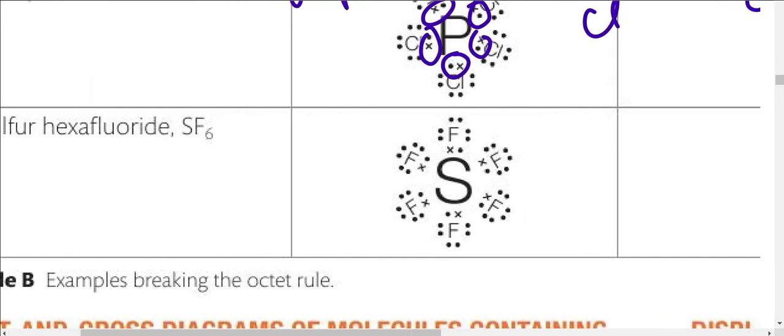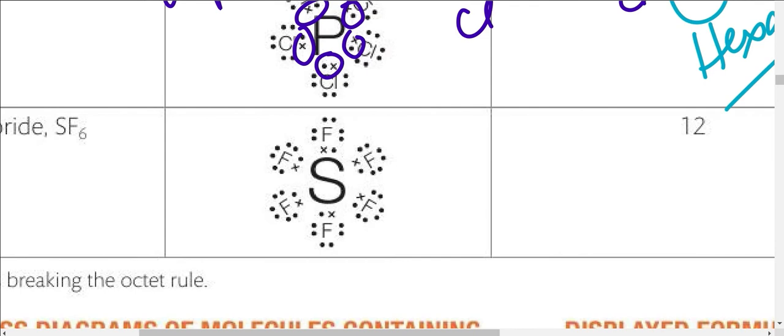Sulfur hexafluoride, SF6. Now moving on to SF6. How many bonded pairs do you see here? 1, 2, 3, 4, 5 and 6. There are 6 bonded pairs. How are these bonded pairs arranged?